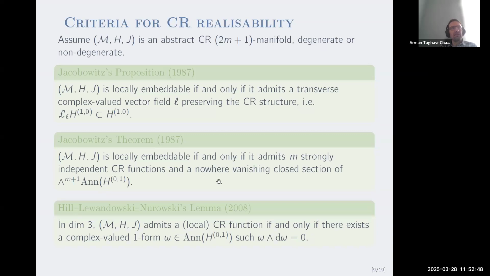Then there is another result due to Hill, Lewandowski, and Nurowski, which they call a lemma, but I think it's quite important. Instead of asking for embeddability, you can ask whether there exists a local CR function in dimension 3. The answer is yes, if you can find a complex valued 1-form in the annihilator of H01 such that omega wedge d omega is equal to 0.